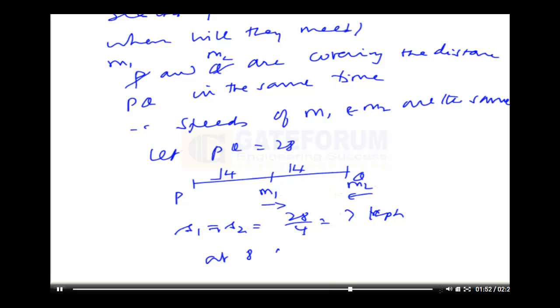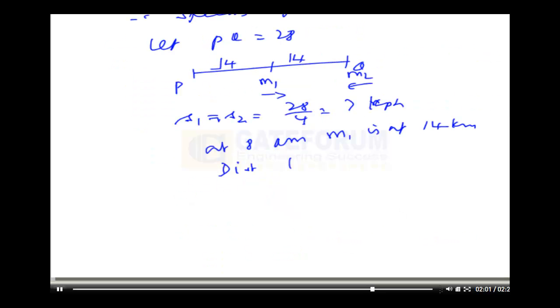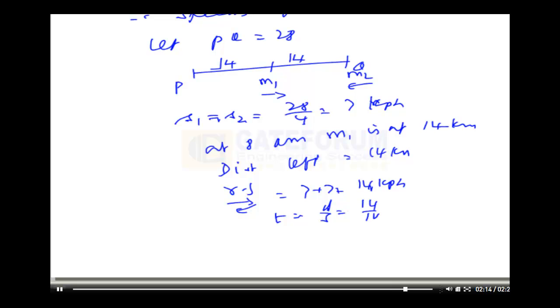So at 8 o'clock, M1 is at 14 kilometers. The distance left is 14 kilometers. Relative speed is 7 plus 7, 14 kilometers per hour. So time taken is distance by speed, 14 by 14 is 1 hour from 8 a.m. That is at 9 a.m. M1 and M2 will meet.